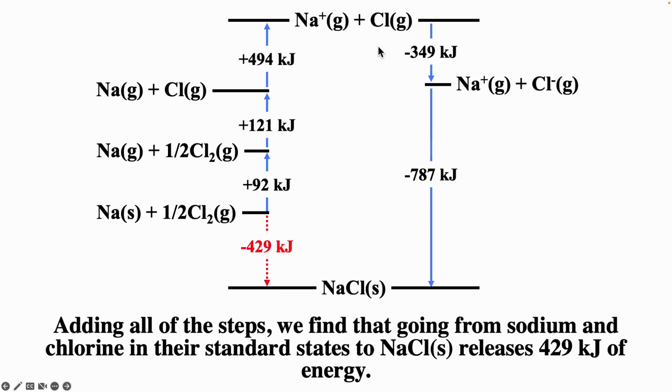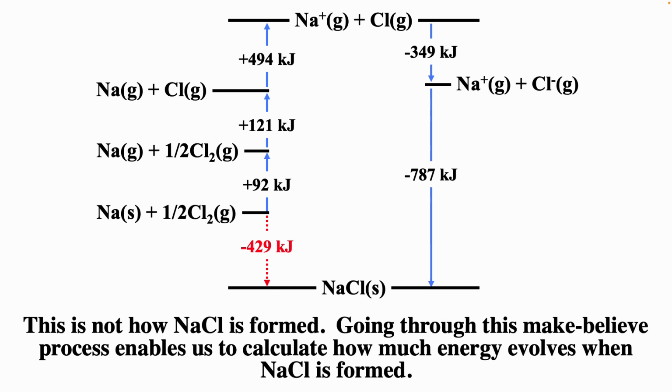Now, if we add all these steps together, so we can imagine we have a pathway going this way, or we have a pathway going that way. The two should be equivalent. And so if we add all these steps together, we get a minus 429 kilojoules per mole. So to go from sodium metal plus chlorine gas to sodium chloride solid, you would release 429 kilojoules of energy. Now, this is not how sodium chloride is formed, but it does enable us to understand the different steps involved and the different energetics involved.